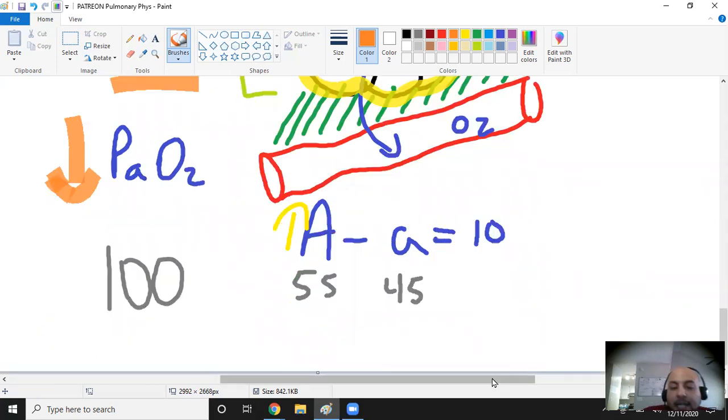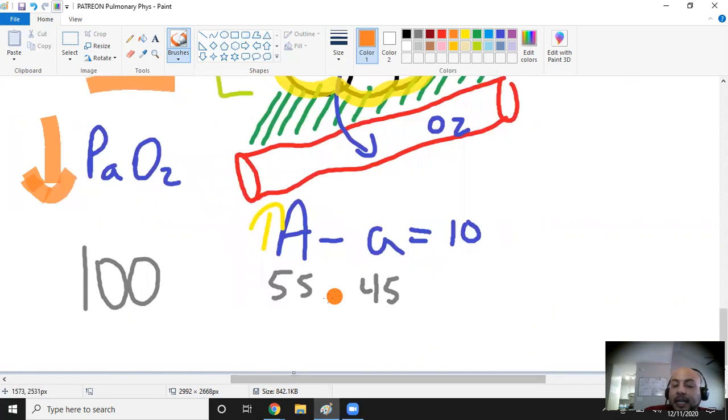All right. Here, what I'm showing is the AA gradient. The AA gradient is about 10, maybe about 10 to 15. If they ever want you to look for a high AA gradient, they're going to give you a number much larger than 10. It might be 20, 30, 40.